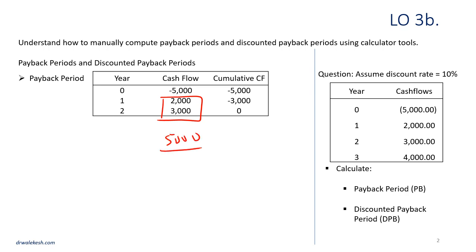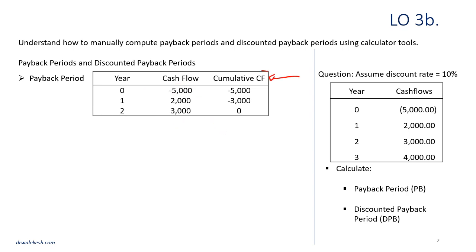Let's assume that the currency is in dollars. So you've gotten 5,000 back at the end of year 2. You got 2,000 inflow at the end of year 1, then you got 3,000 inflow at the end of year 2. So fortunately for you, you recovered your money at the end of year 2. So we can deduce that the payback period will obviously be 2 years.